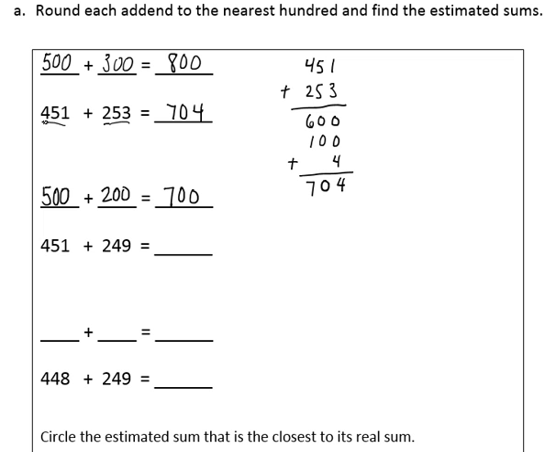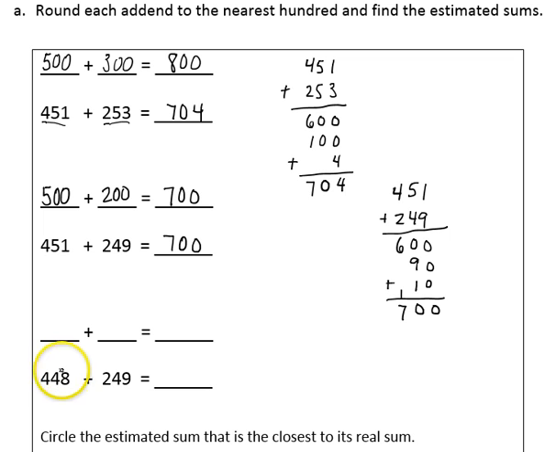Now let's find the sum of these two numbers. I have 451 plus 249. 400 and 200 is 600. 50 and 40 is 90. 1 and 9 is 10. Combine those, and I get an answer of 700. And you can see how that compares to my estimated answer.